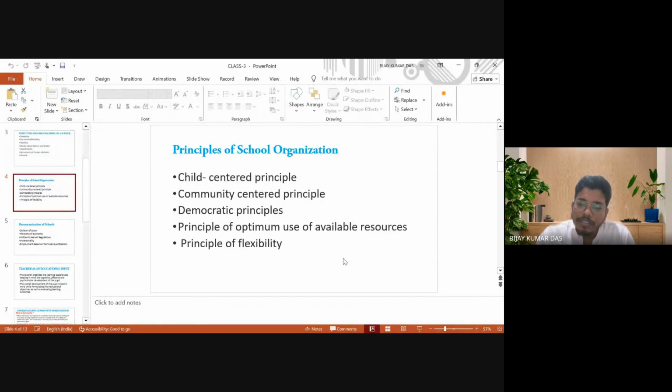According to the ability and capacity of the individual, assignments should be given so that they can perform well. We can also do that as per the students' demand. So the principle of flexibility is there. In school we cannot be so hard and strict. If we are very hard and strict, then the school will not move smoothly. For smooth functioning of a school organization, the principle of flexibility is also important.